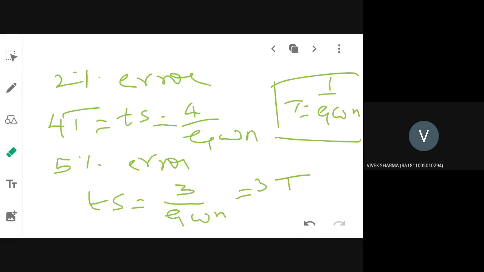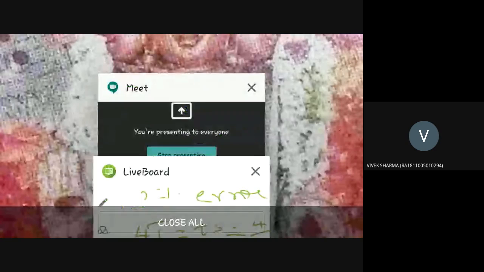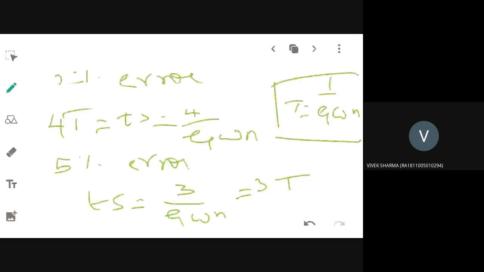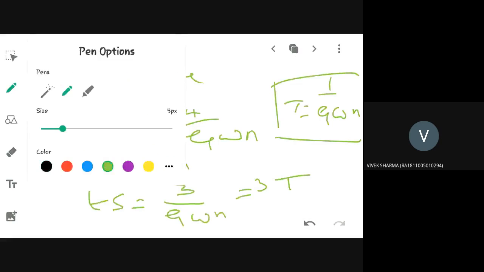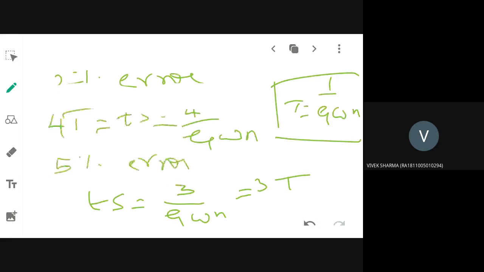Settling time, if I want to derive, there are two cases. If you are considering 2% error and if you are considering 5% error. 2% error, 5% error, two cases are there. What are the formulas?